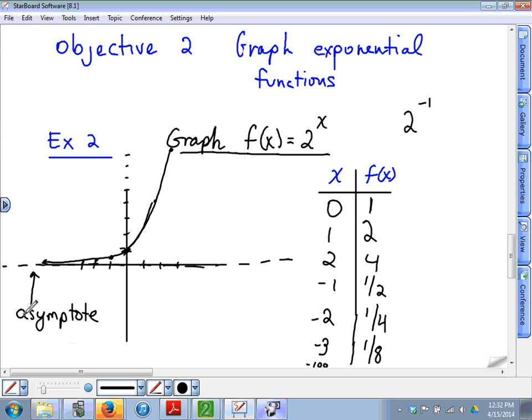Asymptote. Is that the long A or the short A? Or is that the medium A? Anyway, it's pronounced asymptote. It's Latin. It means not coming together.